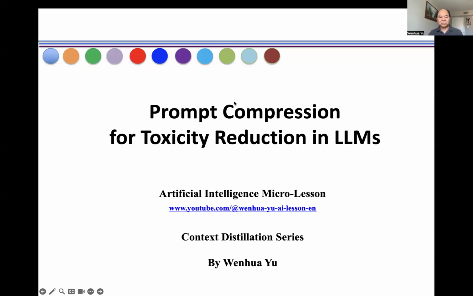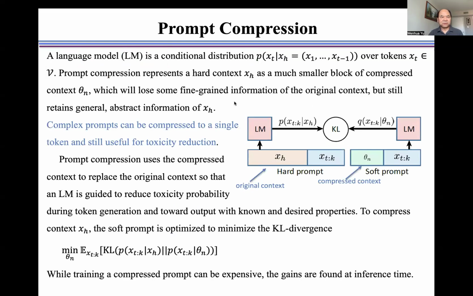In this video, I introduce prompt compression for toxicity reduction in large language models. A language model is a conditional distribution P over tokens x_t. Prompt compression represents a hard context x_h as a much smaller block of compressed context theta_n, as shown here, which will lose some fine-grained information of the original context, but still retains general abstract information of x_h.